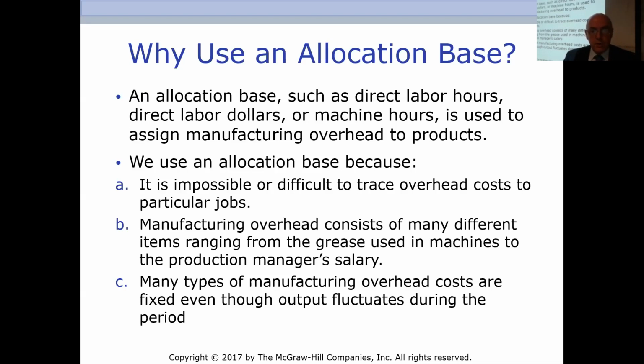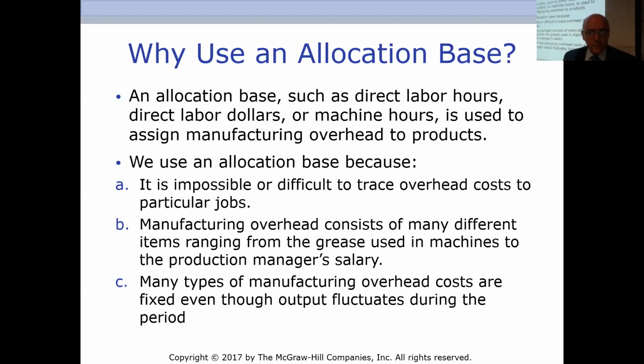Part B, manufacturing overhead consists of many different items, ranging from the grease used in machines to the production manager's salary. Again, these are things that it just doesn't make sense to trace directly, but we can allocate them. If the manager spends 20% of his time on a particular product line, you might allocate 20% of that salary to that particular product. That's how you do that. You wouldn't trace it, though. You would just allocate it.